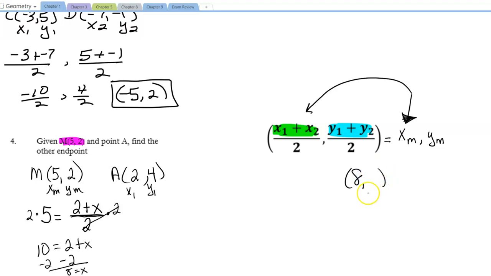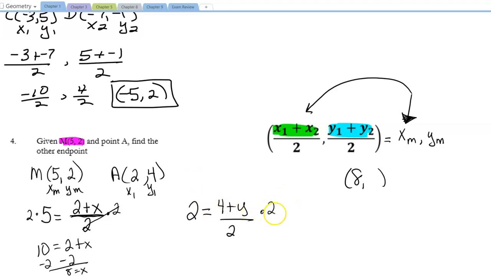All right, now let's do the same thing for y. And so my y midpoint is 2. And this equals my y point plus my other y, and I don't know what that is. All right, so that's the setup for it. Why don't you go ahead and pause the video, see if you can solve it, and then we'll go ahead and show you how it's done.